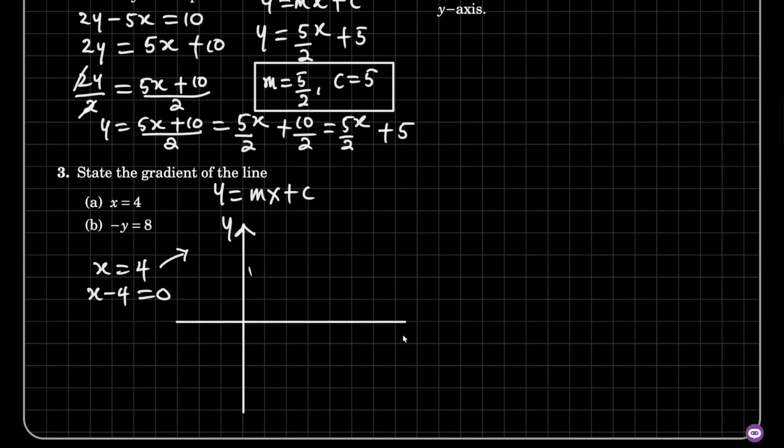Here's the y-axis. Here's the x-axis. So let's call this 1. Let's call this 2. Let's call this 3. Let's call this 4. Let's call this 5. Because we want to draw the line for x is equal to 4, we go to where x is 4, because here is the x-axis. So here is where x is 4. Then we have to draw a vertical line.